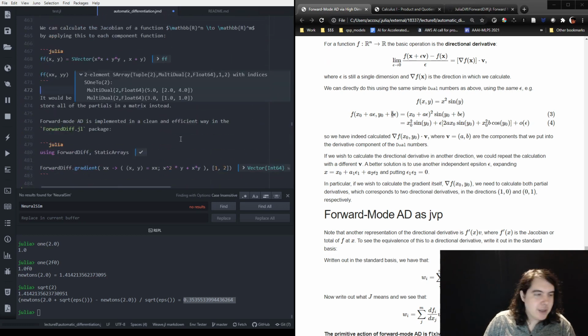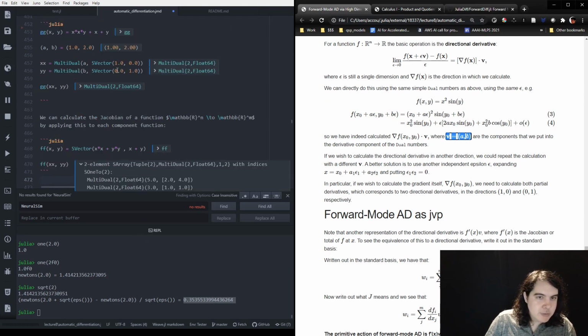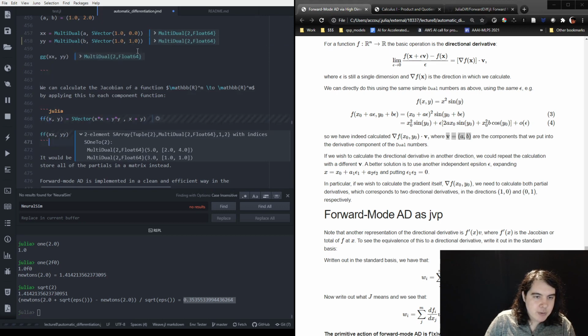But in a higher dimensional sense, there's no reason that this actually had to be about taking partial derivatives. That was because we chose ones and zeros in our basis for our derivative elements. We can actually take an arbitrary v, so we can take a direction. If we take a multi-dual number and define this to be 1, 1 and 0, 1, then we get a different computation. This right here is the directional derivative of f with respect to the vector 1, 1, and this right here is the directional derivative with respect to the vector 0, 1, which is the partial derivative with respect to y. Hopefully I'm returning all these values back to the right things for the notes.